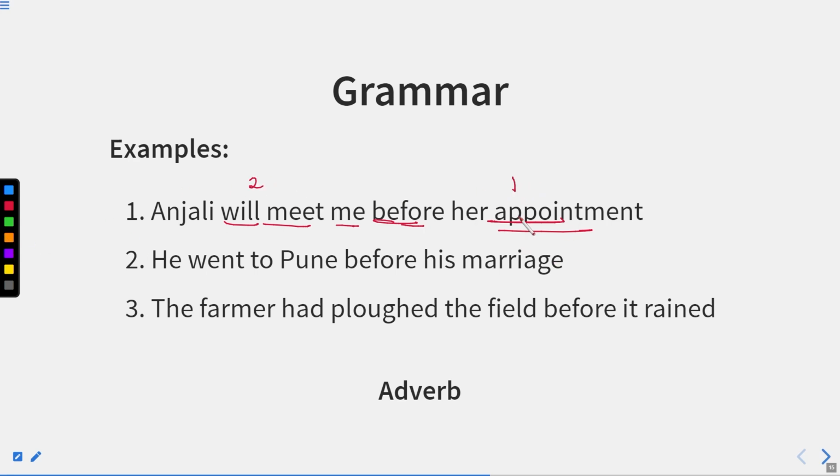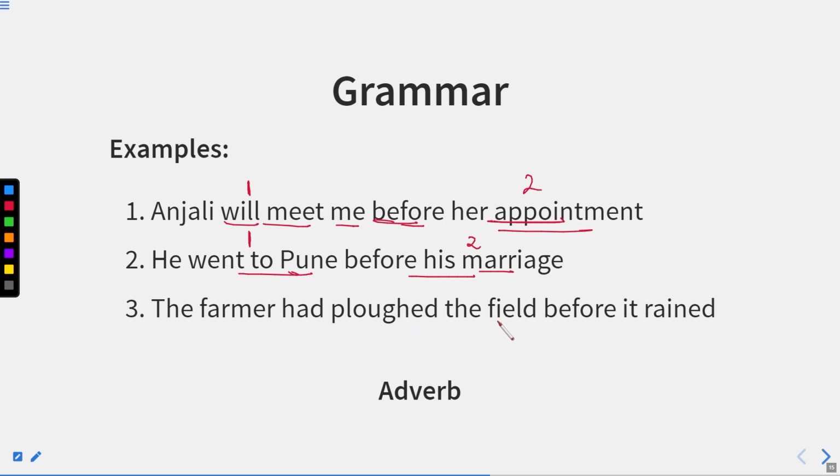So whenever we show first and second action, we also use this in the tenses part where we read compound and complex sentences. He went to Pune before his marriage. So this was the second action and this was the first action. So this is the past tense and this is the future tense. He will meet me before her appointment. So, okay, one thing is wrong here. This will be the first action and this will be the second action.